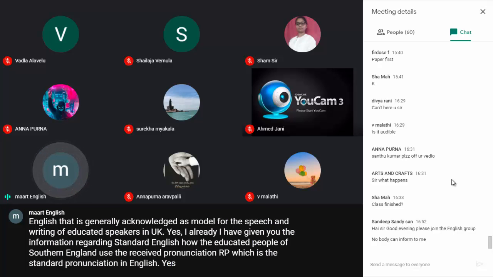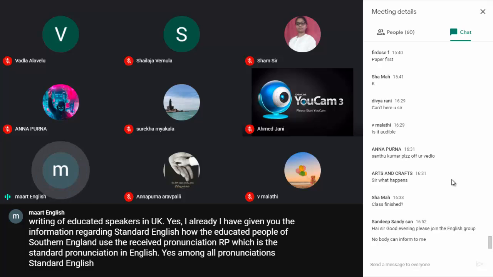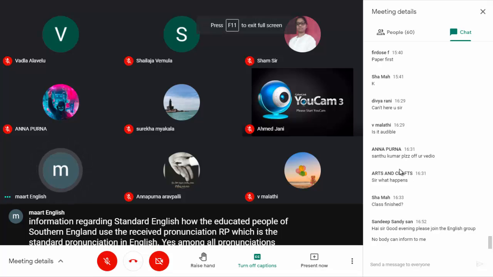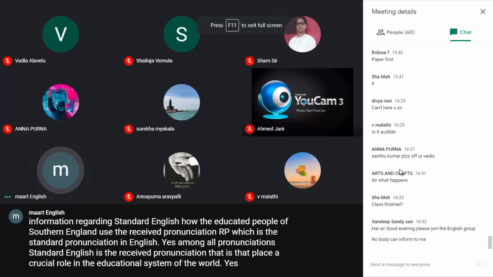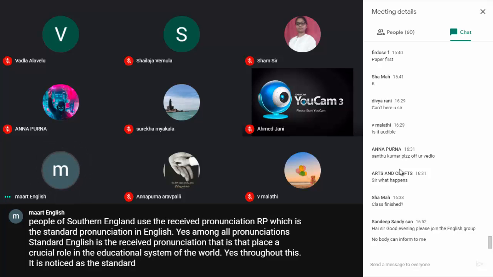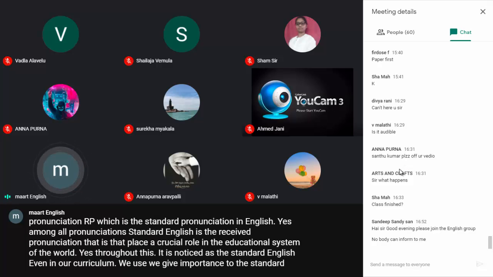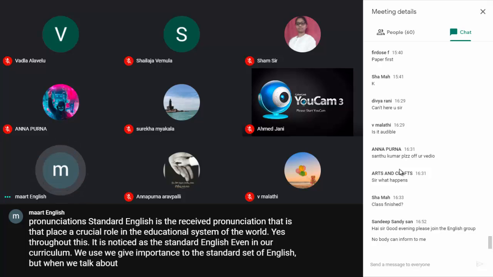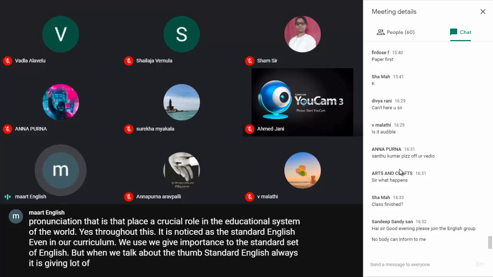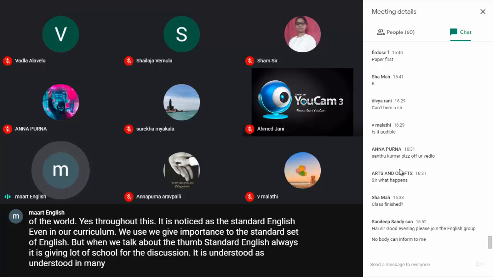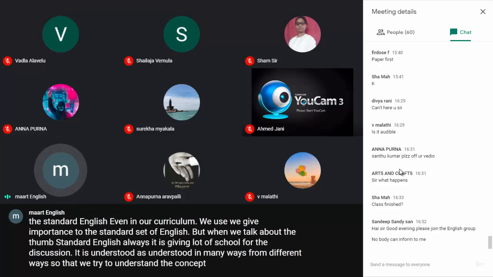Among all pronunciations, Standard English is the received pronunciation that plays a crucial role in the educational system of the world. Throughout this, it is noticed as Standard English. Even in our curriculum, we give importance to the standard set of English. But when we talk about the term Standard English, it always gives a lot of scope for discussion. It is understood in many different ways, so we try to understand the concept of Standard English.